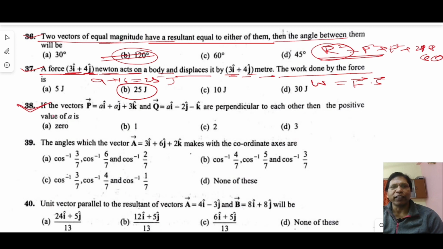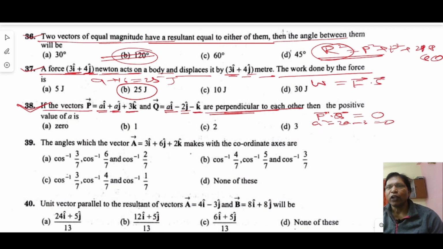Now question number 38. If vector p equals a i cap plus a j cap plus 3k cap and q equals a i cap minus 2 j cap minus 3k cap are perpendicular to each other. Now what is the condition of perpendicularity? The condition of perpendicularity is p vector dot q vector equals 0. Now look at this. Here a i cap dot a i cap is a square. Now a j cap times minus 2 j cap gives minus 2a, and minus k cap plus 3k cap gives minus 3, equal to 0.